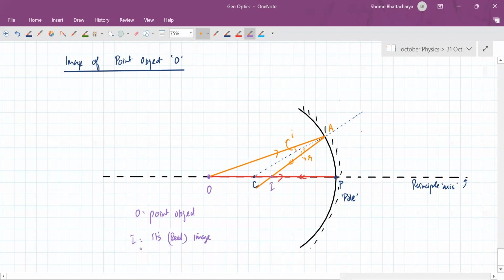So basically, to show that it's the image, we will show that all reflected rays converge to the point I. Then only we can show that. And then from that, given the distance OP, we want to find the distance IP, how much this will be. So that is the problem at hand.